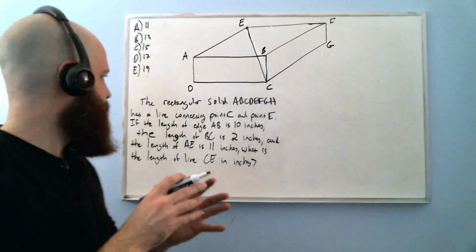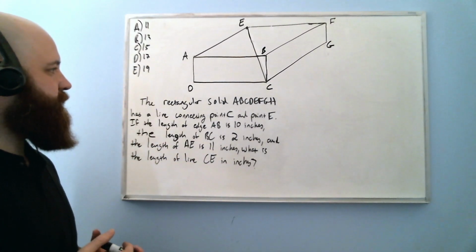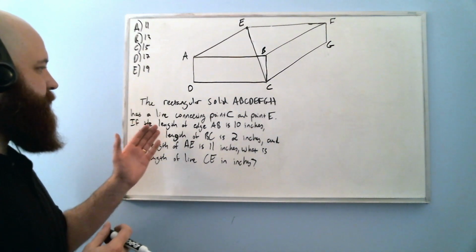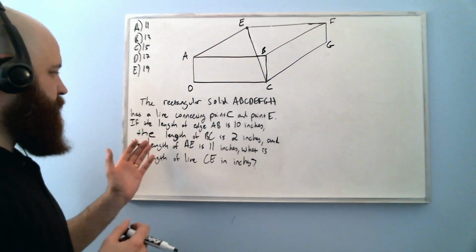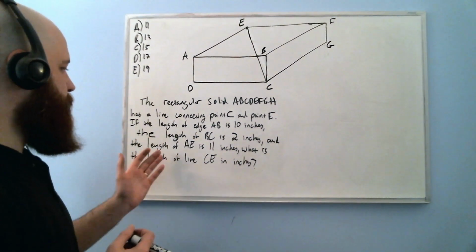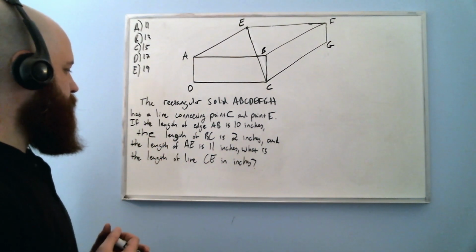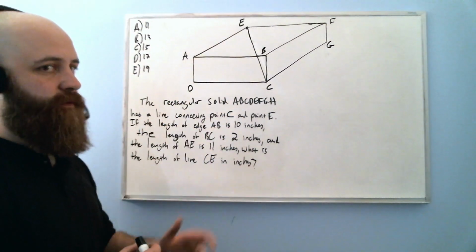All right. So the rectangular solid ABCDEFGH has a line connecting point C and point E. If the length of edge AB is 10 inches, the length of BC is 2 inches, and the length of AE is 11 inches, what is the length of line CE in inches?